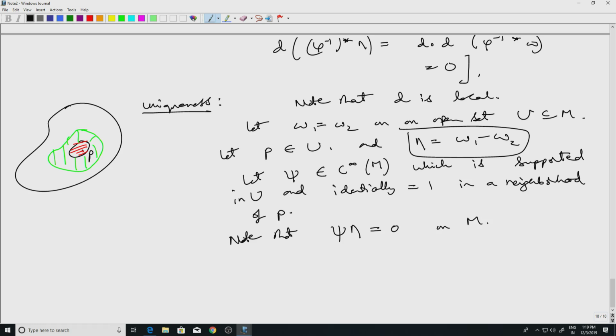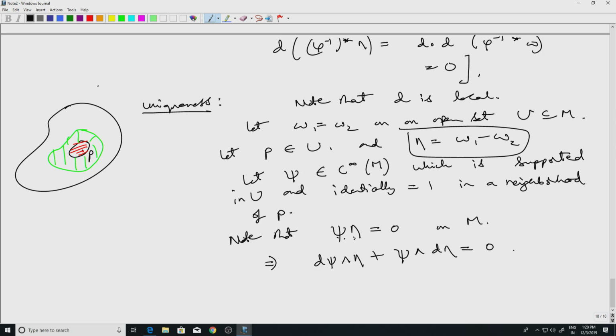And the reason is we know that omega 1 minus omega 2 is identically 0 on all of U. So if a point is inside U, then this form itself is 0, eta is 0. But if the point is outside U, we don't know about the form, but we know that the function C is 0 because C is supported in U. So we have this, and then I can take D on both sides: dC wedge eta plus C d eta equal to 0.